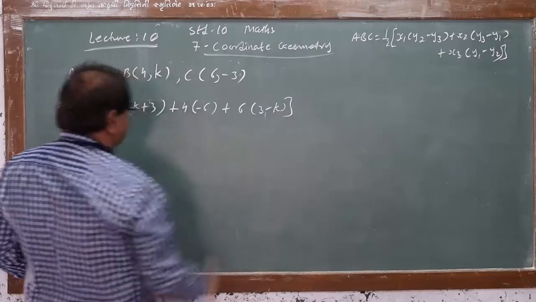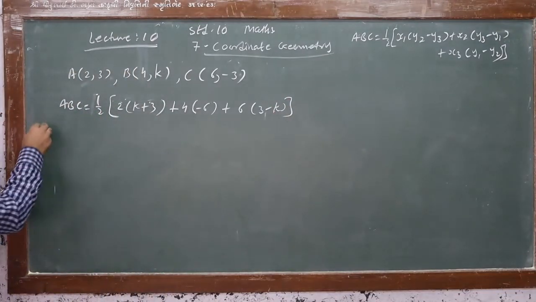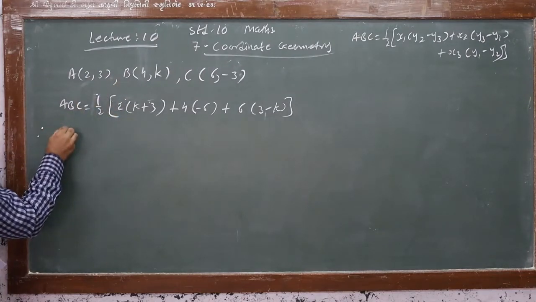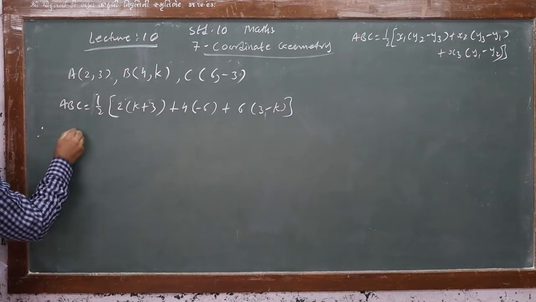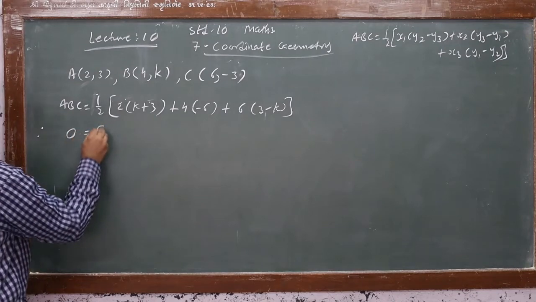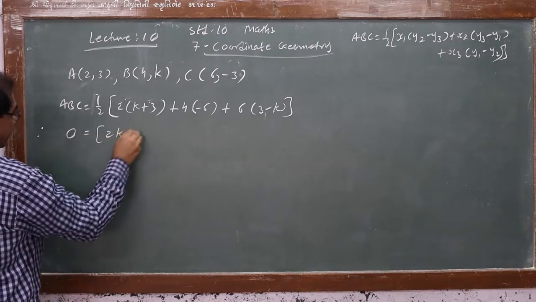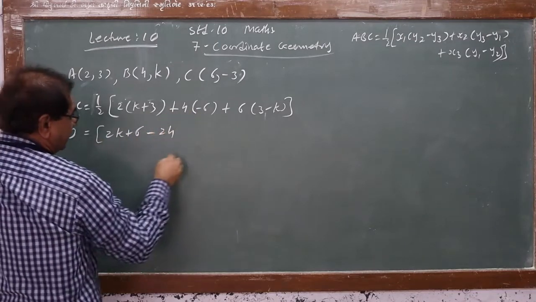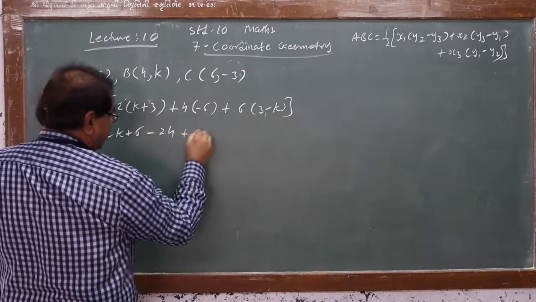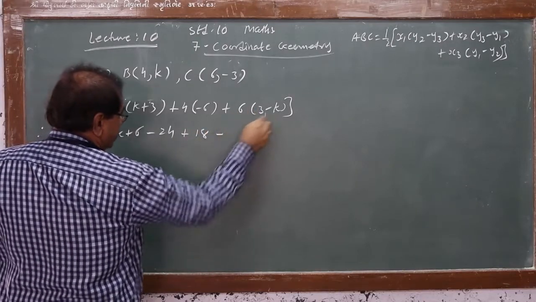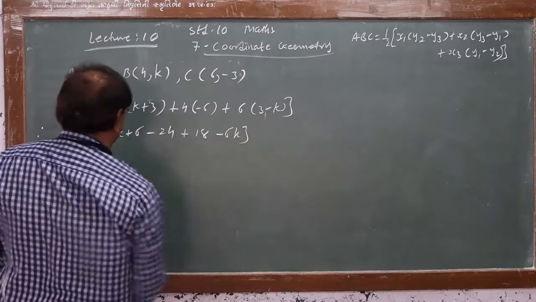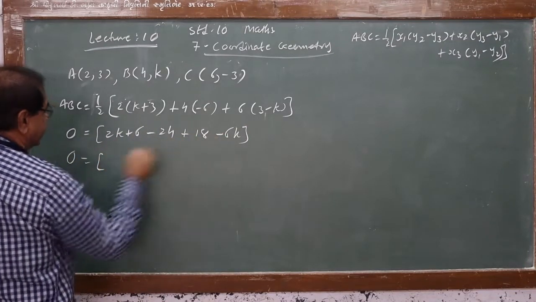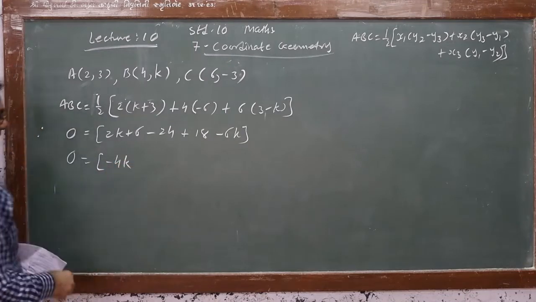Now you know the formula, so I directly plug in the values. Now as I told you, all the 3 points are collinear, so the area is 0. So 0 into 1/2, the answer is 0 only, is equal to 2k plus 6, minus 24, plus 6 threes are 18, minus 6k. Okay? So 0 is equal to 2k minus 6k, minus 4k.